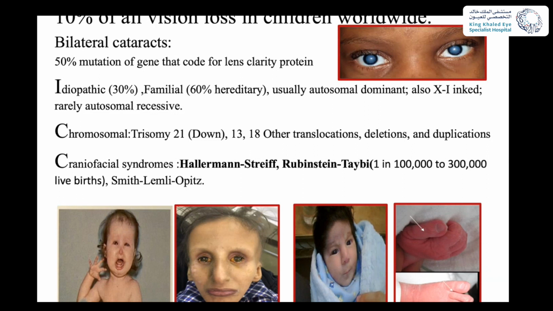For this reason, it's maybe preferable not to encourage families to let blind people with congenital cataract or glaucoma get married to somebody with a similar condition or ocular abnormalities. Chromosomal abnormality could be seen with Down syndrome, with chromosome 13, or translocation, deletion, or duplication of a chromosome.